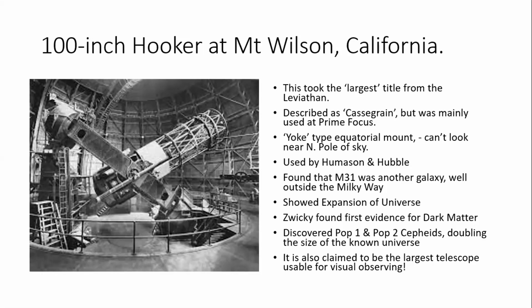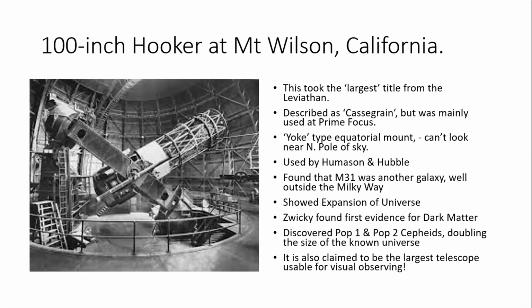But it was very powerful. It was an equatorial mount. That means you could put a drive and you could take long exposure photographs, which is mainly what it was used for. And although it was Cassegrain in design, it was actually used mainly at the prime focus because you have a much wider field of view at the prime focus.